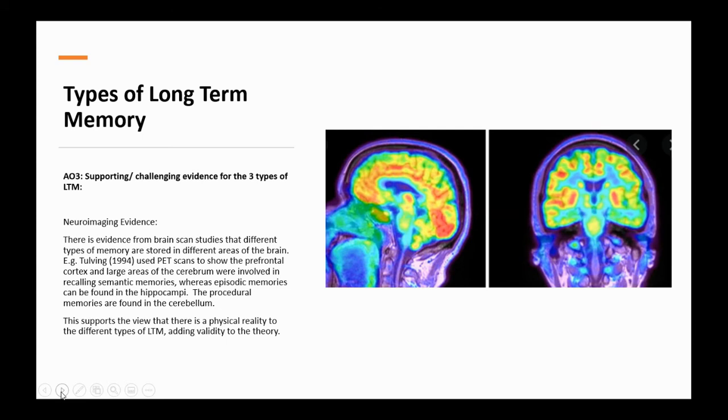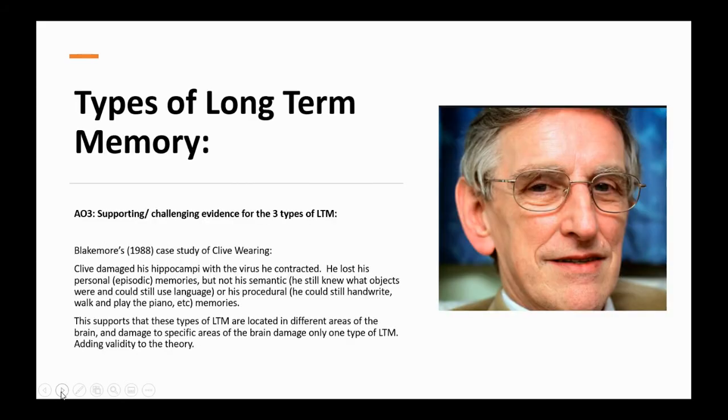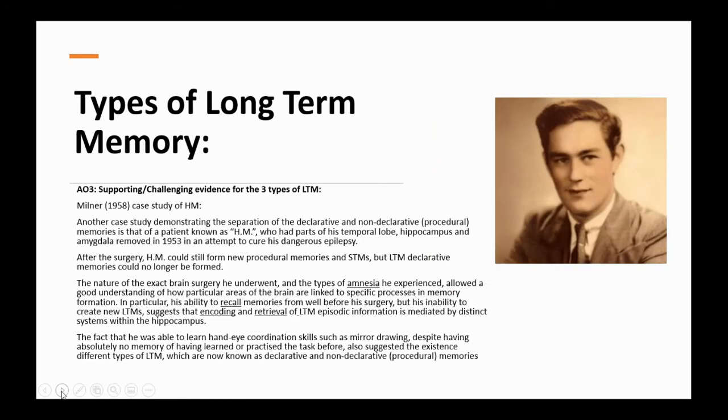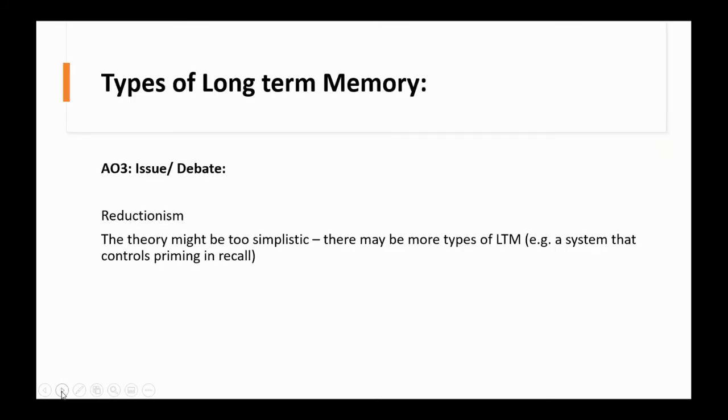There is evidence to support the existence of the 3 different types of memory. They seem to activate different areas of the brain. You can also use Clive Waring again to support the idea that there are different types of long-term memory. And Henry, so you can use HM for that as well. Reductionism again can be used as an issue in debate when looking at the types of long-term memory.